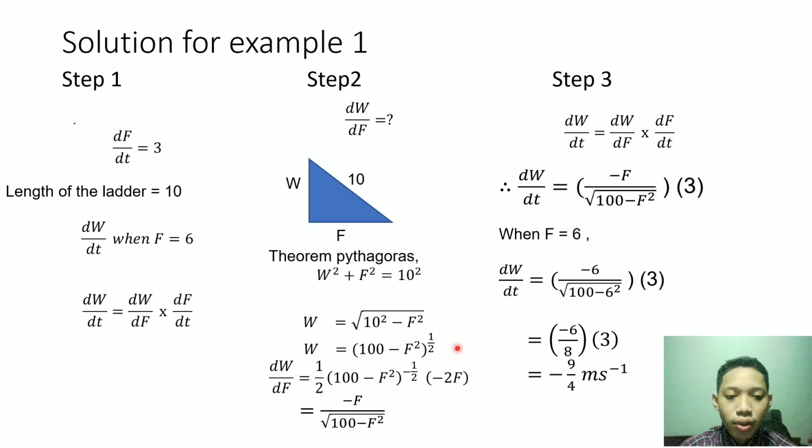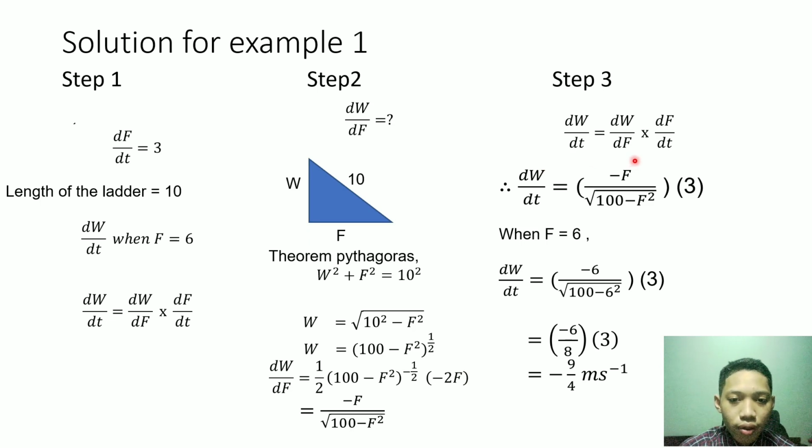After that, we need to differentiate w with respect to f. So dw over df equals 1 over 2 open bracket 100 minus f power of 2 close bracket power minus 1 over 2, and then multiply with negative 2f. So the total value for dw over df is negative f over square root of 100 minus f power of 2. In step 3, now we can find dw over dt.